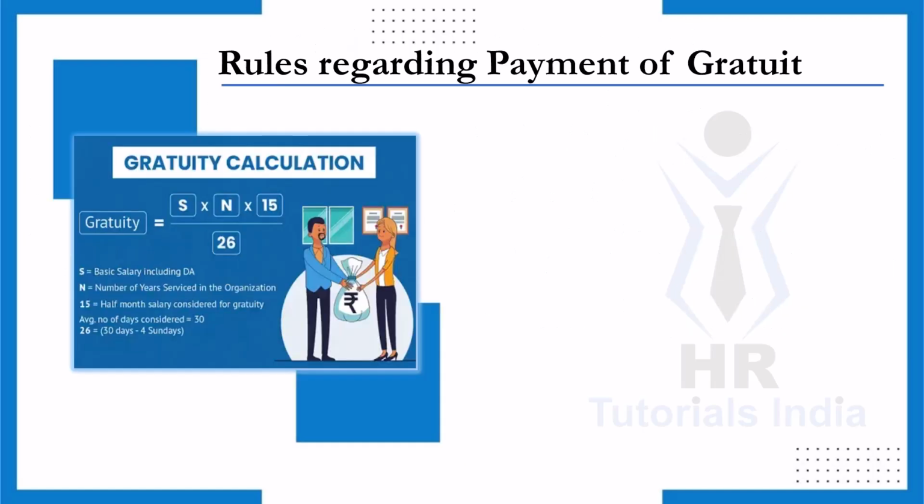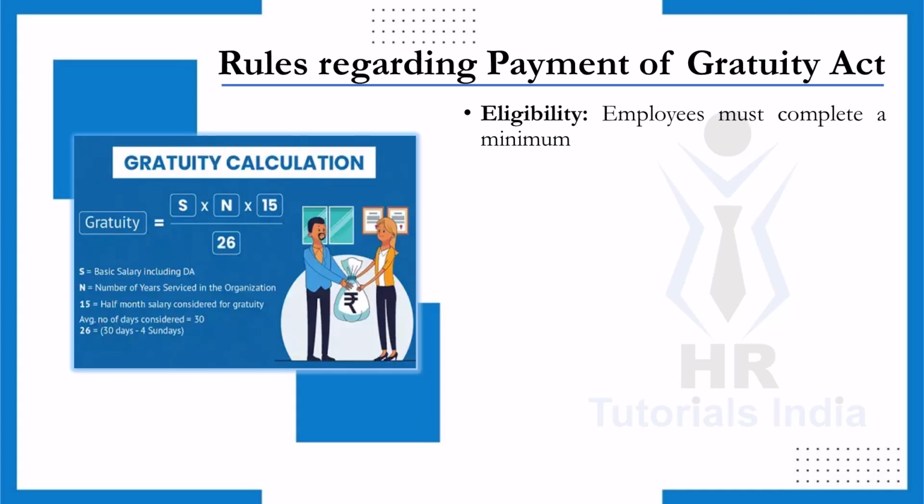Rules regarding Payment of Gratuity Act. The Payment of Gratuity Act 1972 outlines clear rules regarding the payment of gratuity. Eligibility: to be eligible for gratuity, an employee must complete a minimum of 5 years of continuous service in the same organization.